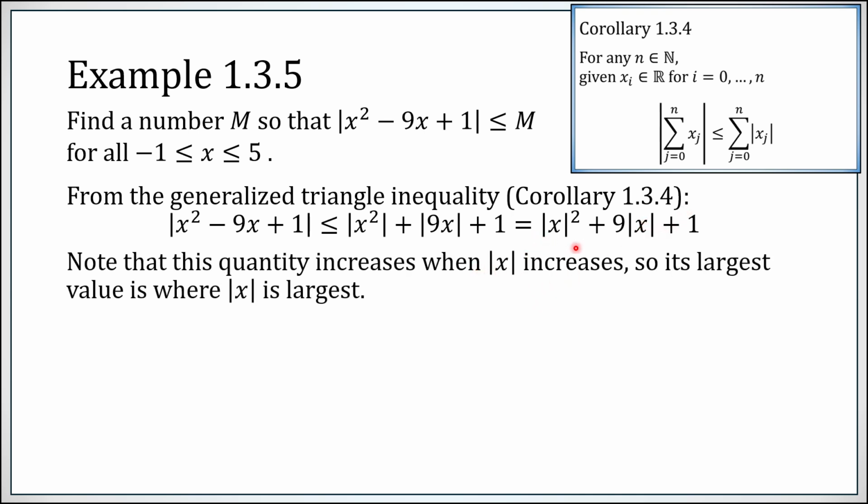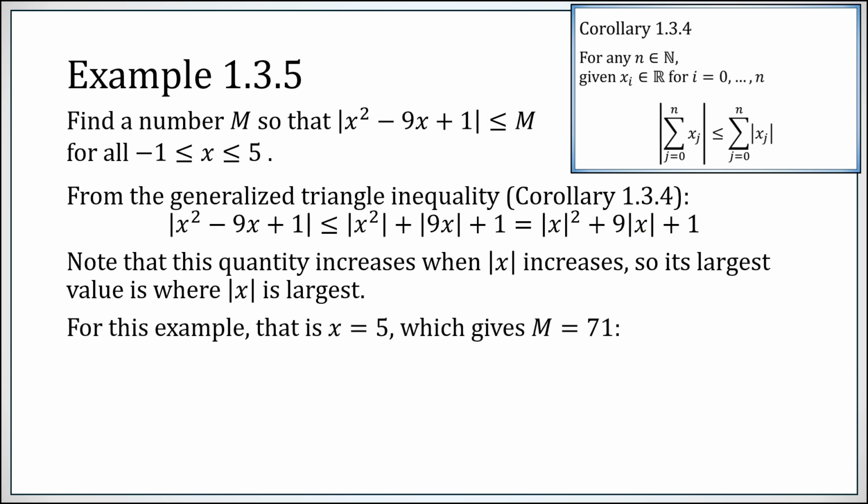Now note, this quantity is increasing if the absolute value of x gets bigger. If the absolute value of x gets bigger, this gets bigger, and this gets bigger, so the sum gets bigger. So it will be maximized when the absolute value of x is as large as possible. So in this example, between minus 1 and positive 5, the largest absolute value is at 5. Plugging a 5 in here gives a total of 71. So we can concretely say that the absolute value of x squared minus 9x plus 1 is definitely less than or equal to 71.